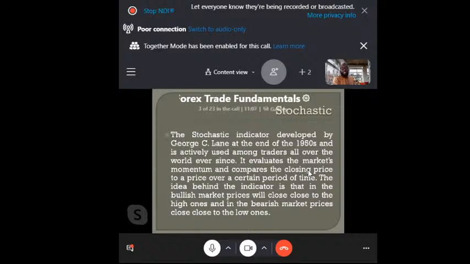So stochastic. The stochastic indicator was developed by George C. Lane at the end of the 1950s and is actively used among traders all over the world ever since. It evaluates the market momentum and compares the closing price to a price over a certain period of time.